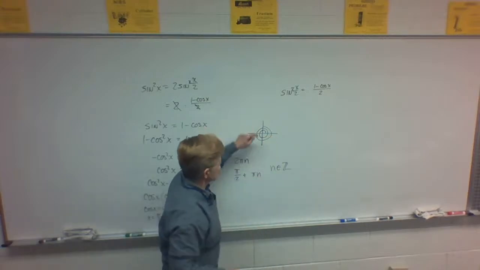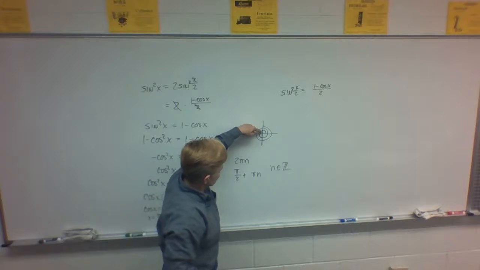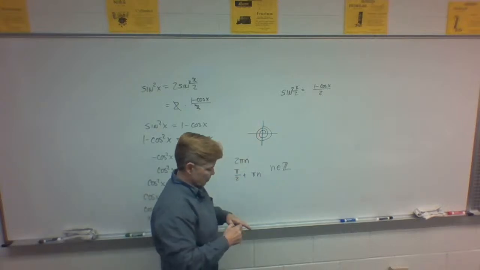So if you look at your solutions and see that every time one's just exactly opposite the other, you're just going to be adding pi to get to it.